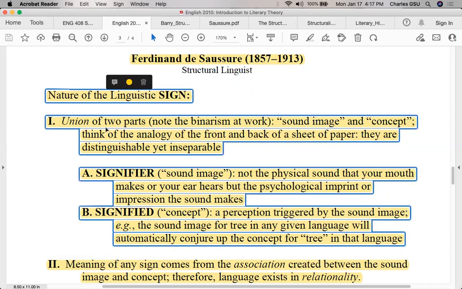Saussure says that the sign is comprised of two things: the "sound image" and "concept." And notice I have those words in quotation marks because they're a bit amorphous, right? So think of the analogy of the front and back of a sheet of paper. They're distinguishable yet inseparable. Or you could say a coin, right? Heads and tails, but you can't have one without the other. Therefore, it's not a coin. You could cut the head off or the tail side off or sand it down, but it would be a one-sided coin. It would still be a coin, or a sign in this case.